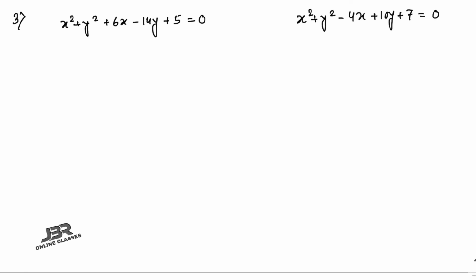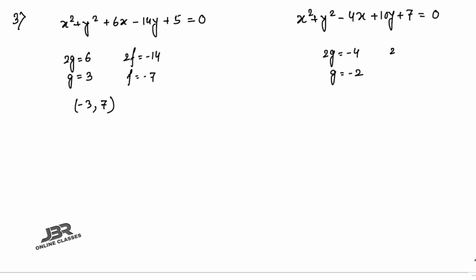So first you have to find the centers of these two circles. So 2g equals 6, so g equals 3, 2f equals minus 14, so f equals minus 7. That means center equals (minus 3, 7). Now for the next one, 2g equals minus 4, so g equals minus 2, 2f equals 10, so f equals 5. So center equals (2, minus 5). Okay, so the center of the first one is (minus 3, 7), center of the second one is (2, minus 5). Is it clear?